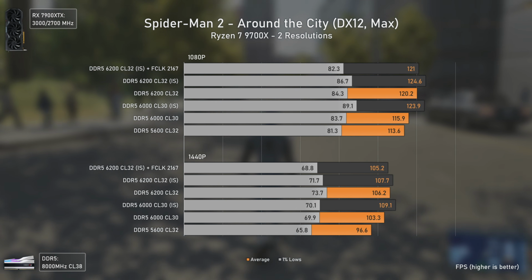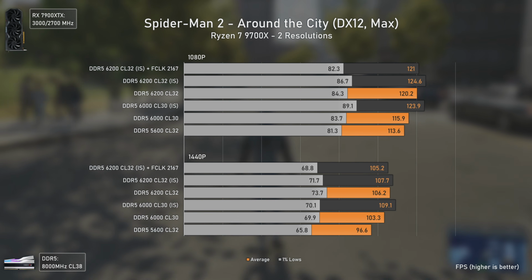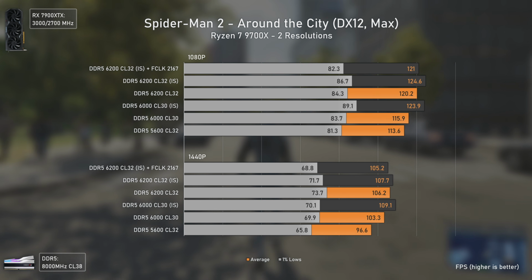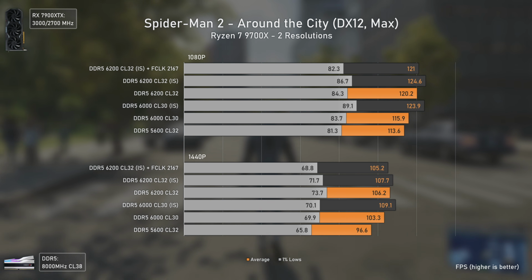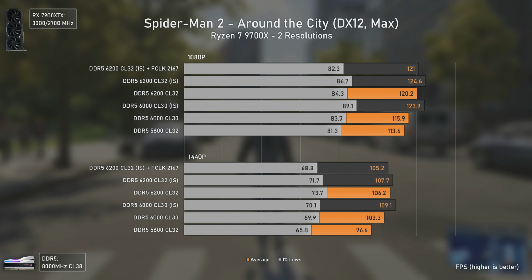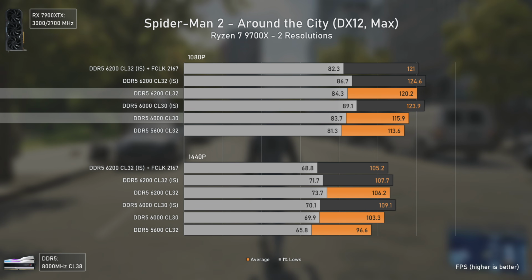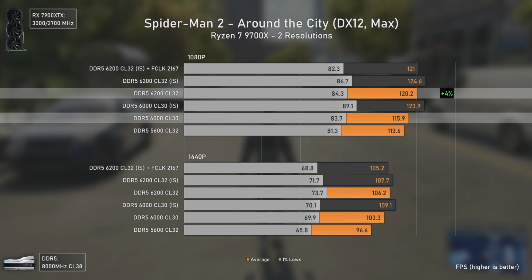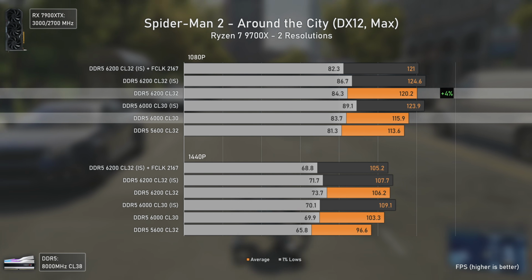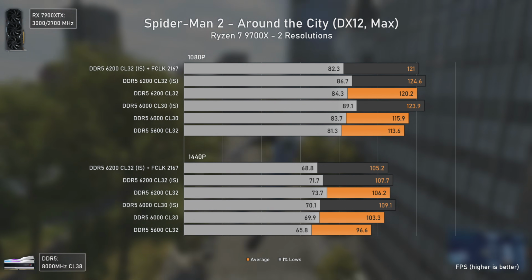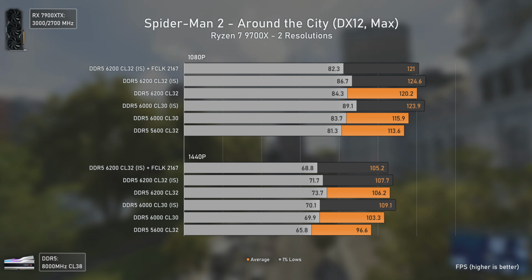Spider-Man series on PC are known to be very demanding when it comes to CPU and RAM, at least if you want more than 60 FPS. At 1080p with the Ryzen 7 9700X, we get some performance increases when tweaking the subtimings, and little performance increase when going from 6000 CL30 to 6200 CL32, although the difference gets mitigated when we use improved subtimings, making them deliver virtually the same performance.